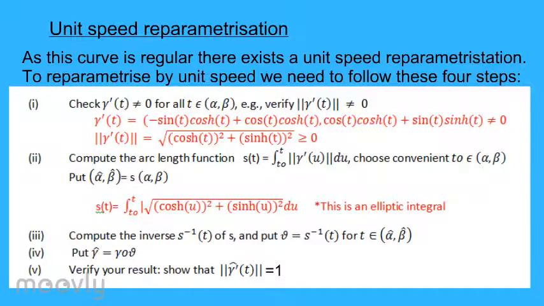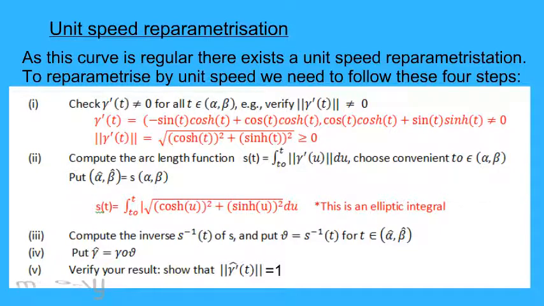Secondly, computing the arc length function s of t as the integral between t0 and t of the length of gamma prime of u du, for a convenient t0 which is an element of the interval. Also below is our example of the arc length function. As you can see, when inputting our length of gamma prime of u, this is an elliptic integral which we cannot integrate, so therefore we cannot proceed with the following steps of our unit speed reparameterization.